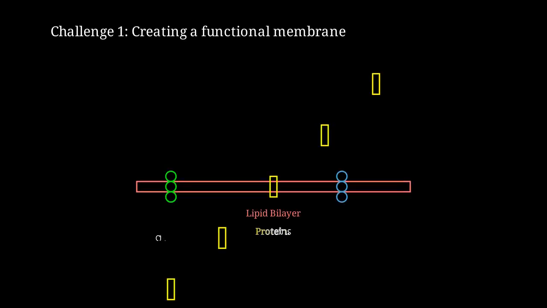A real cell membrane has a lipid bilayer studded with proteins. These proteins act as channels, pumps, receptors, and structural elements. Making this artificially is extremely difficult.